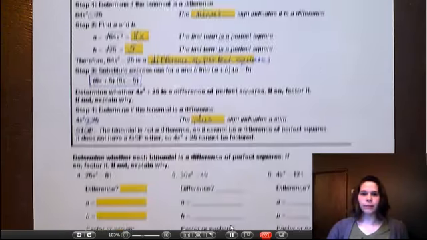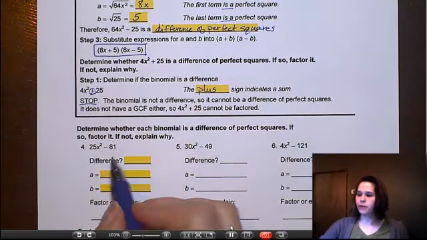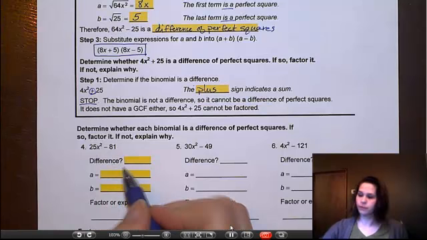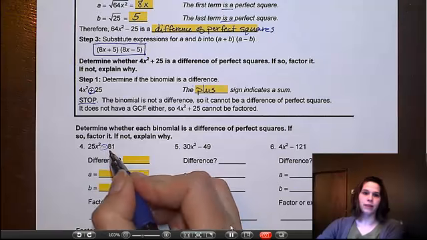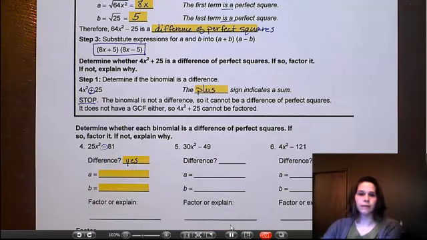Let's go to our first problem down here. First one, 25x squared minus 81. Is it a difference? Yes, that minus sign right there says yes. It makes it a difference, not a sum.